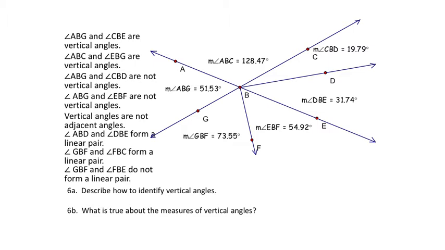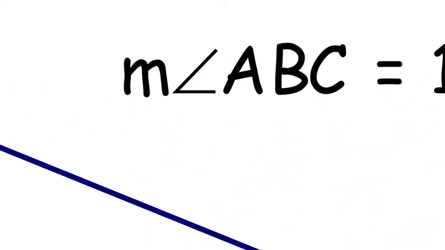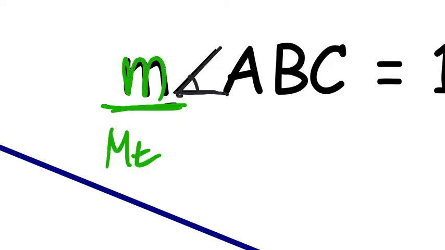Let's start with vertical angles. Okay, so this one right here wants to know identify or describe how to identify vertical angles, and then we'll also describe what's true about the measures of vertical angles. Now, something else you need to understand is when you see an M in front of the angle symbol, remember this is our angle symbol, usually I put a little line right there. This M stands for the measure. Now, measure is a long word, that's why we don't want to write it all the time, so we just use M. M, measure of angle ABC.